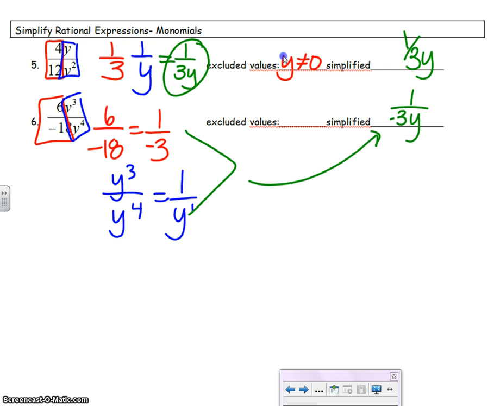Now I did forget to talk about the excluded values, and if I look at number 6, it's very similar to number 5. I can also conclude that if y was equal to 0, I would have an undefined fraction, so I'm going to say y cannot be equal to 0. All right, let's move on to some more complicated ones.